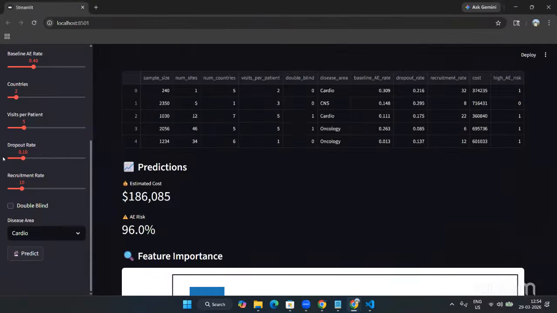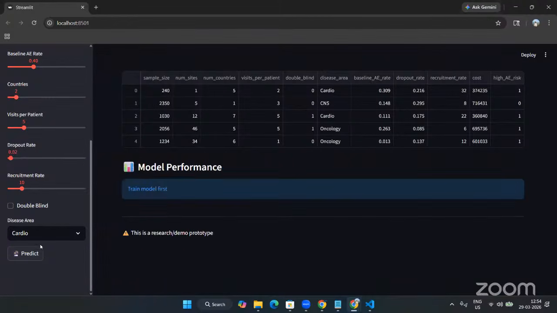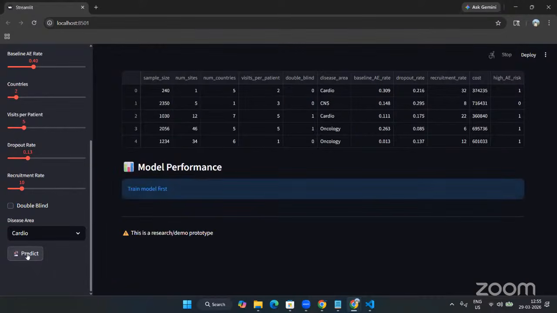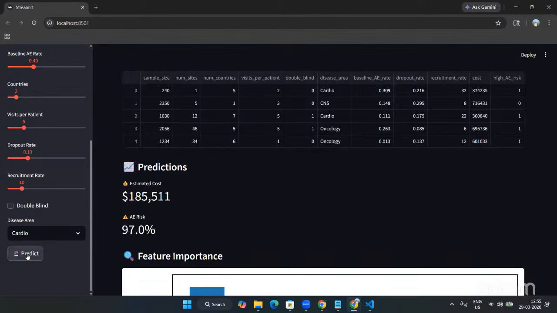So here we can make changes. Let's say the dropout rate is very high. How is it affecting the cost? So the cost increased to 187 for 56. If the dropout rate is very low, in that particular case, you can see this time the cost has increased more. So this is telling us how the dropout rate affects things, and at which rate the cost is optimal.